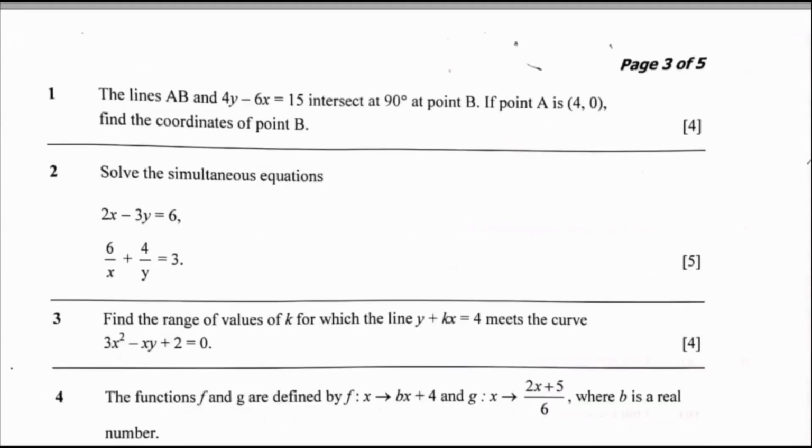Okay, here we have the question, which is saying solve the simultaneous equations, and the equations are 2x minus 3y is equal to 6, and the other one is 6 over x plus 4 over y is equal to 3.